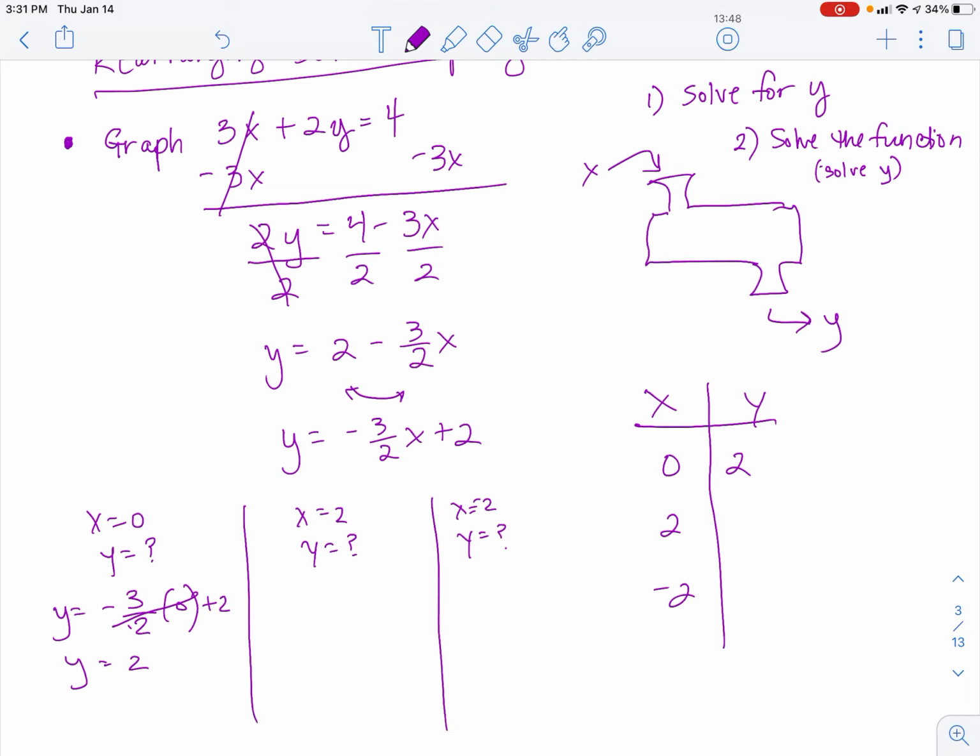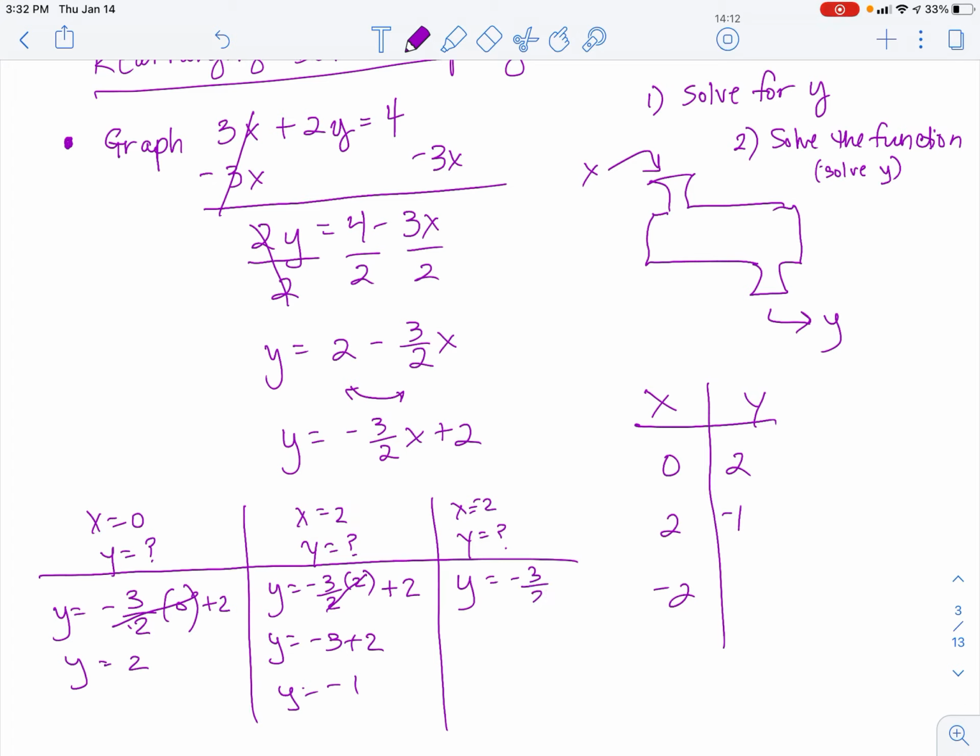You remember doing these? Let's do the next one. So y equals negative 3 halves when x is 2. What is y is what we're trying to find out here. So I put 2 in for x. Y equals, oh look, I can cancel out those 2s. Negative 3 plus 2 equals negative 1. So when x is 2, y is negative 1. How about when x is negative 2? Let's put a negative 2 in there. I'm going to actually multiply this out because I don't want you to get confused by the negative sign.